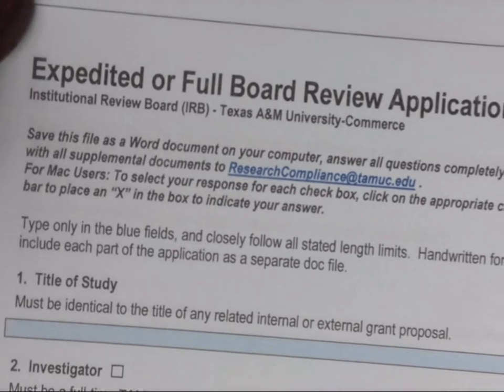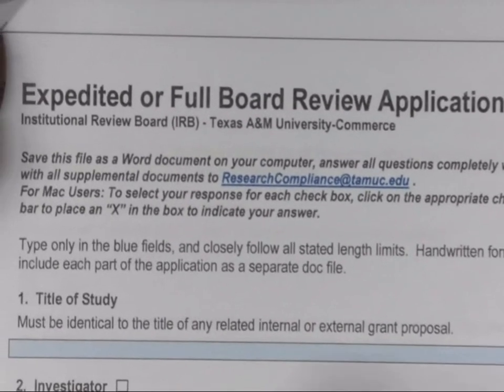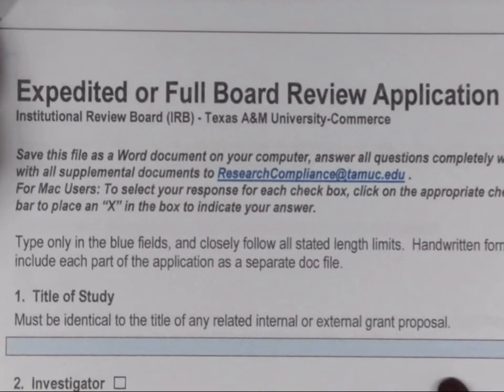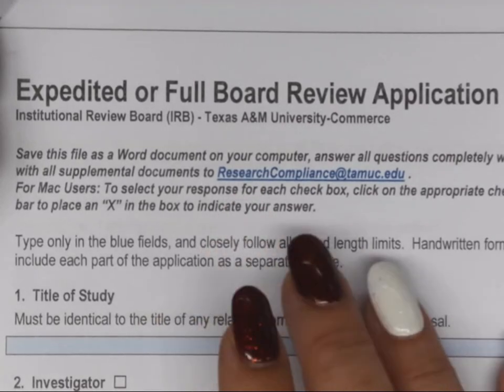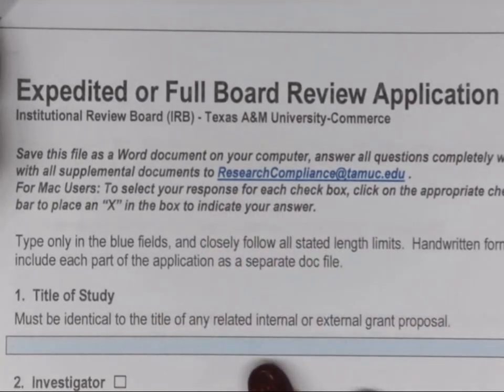That's the expedited or full board. By the way, you don't get to pick which one of those it is. You fill out this form and you submit it. And like I said, the chair or somebody will look at it. They'll share it with a small group of their colleagues.